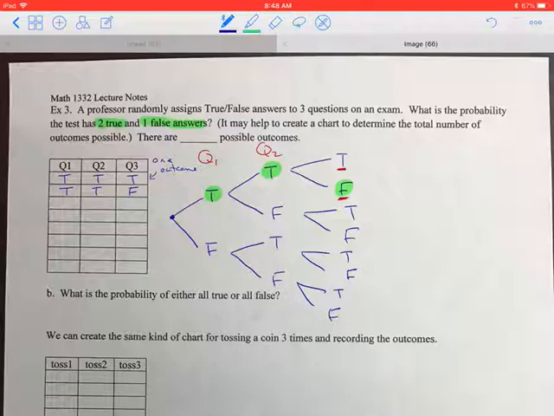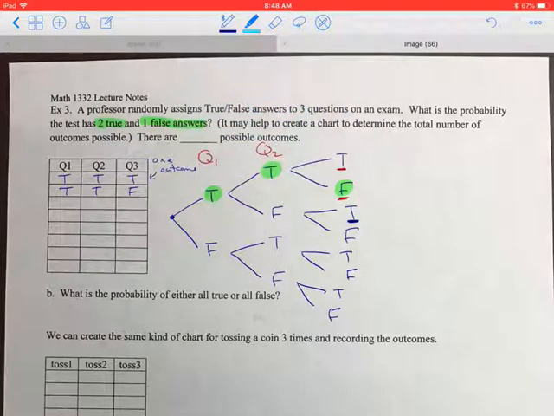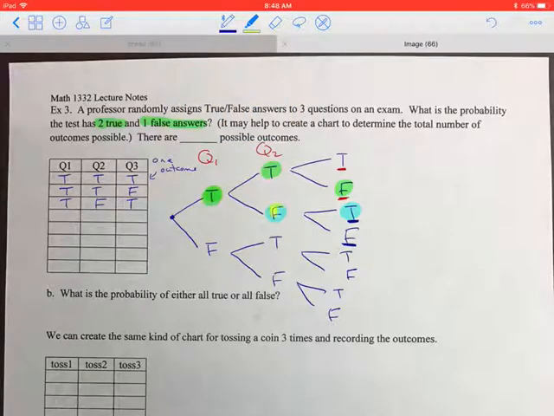Now I want to move on to my next branch. I want to get to this branch right here. So I'm going to switch colors. To get to this one, I would need to go true, false, true. And then I want to move to this branch. To get to this branch, I would need to go true, false, false. All right, so I've listed all of the ones where the first question was true.